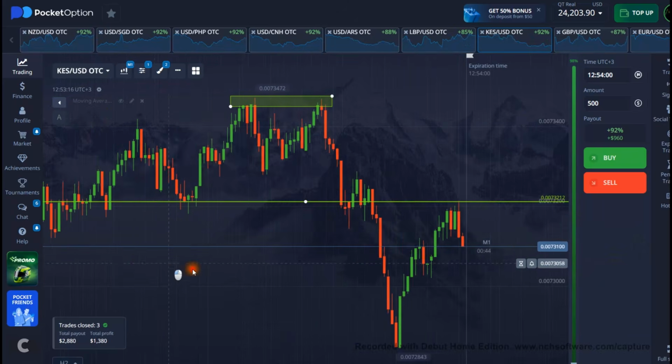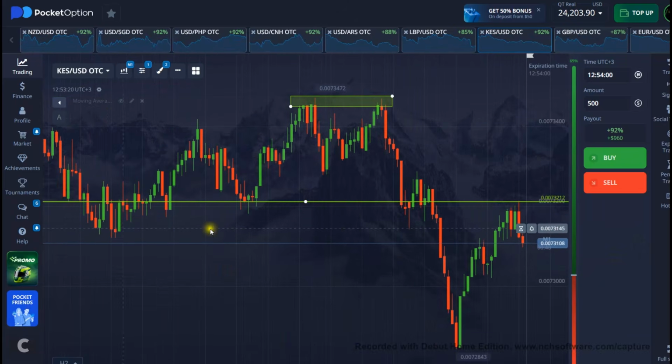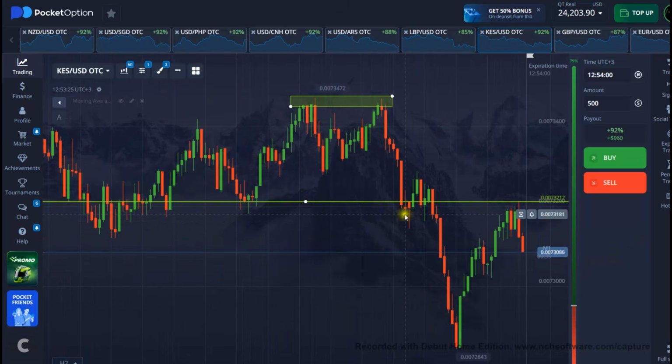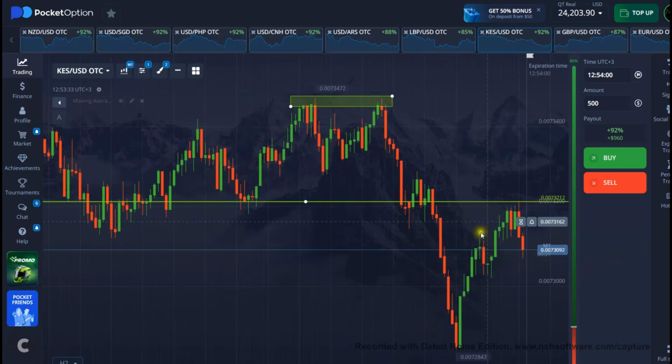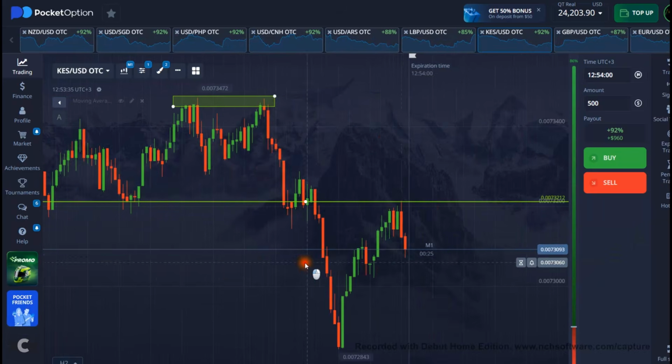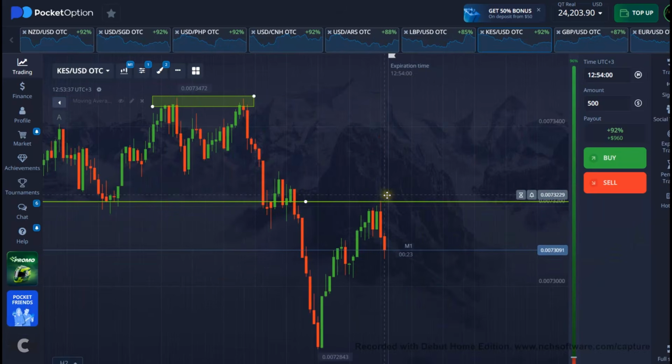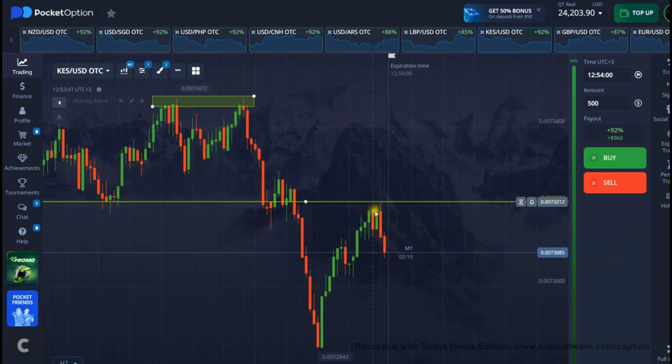We also had a very strong area that was broken. So this support right here just became resistance. In my previous video I talked about this, and we can take trades confidently in such situations.